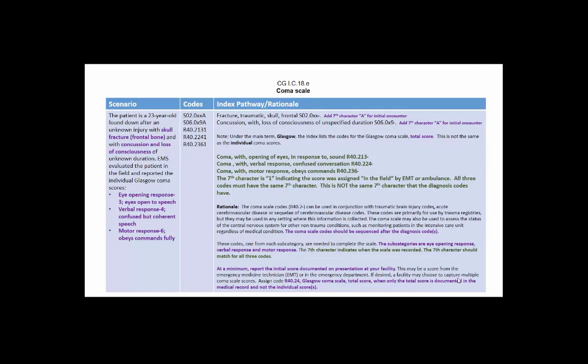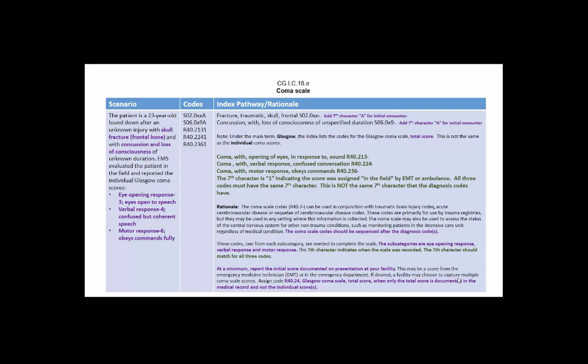Our rationale tells us you're going to code the coma scale scores sequenced after the diagnosis scores. So the first thing you're going to do is code the frontal skull fracture. You're going to have a 7th character A for the initial encounter. Then you're going to code the concussion with the loss of consciousness of unspecified duration because we don't know what it was. We're going to add a 7th character A for initial encounter.